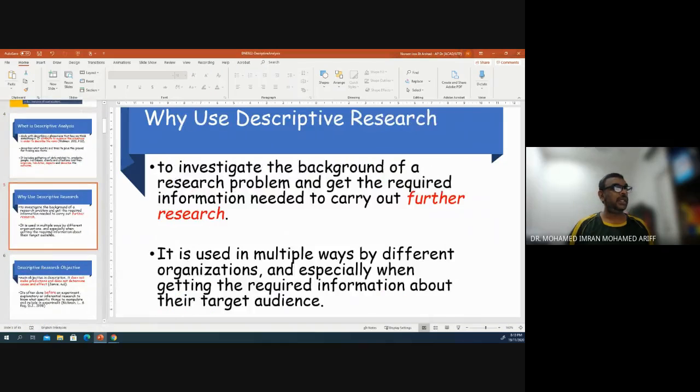Okay, so you can also get your data from product. Next, to investigate the background of a research problem and get required information needed to carry out further research. Okay, so descriptive analysis is for you to get information to proceed further. Okay, it is used in multiple ways by different organizations, especially when getting the required information about target audience. Okay, so organizations use this. Maybe they use this descriptive analysis for certain condition.